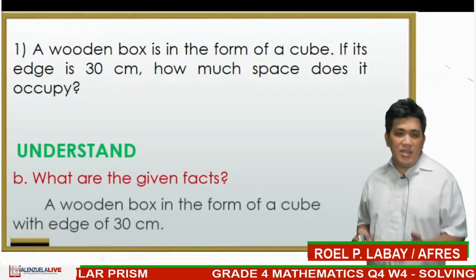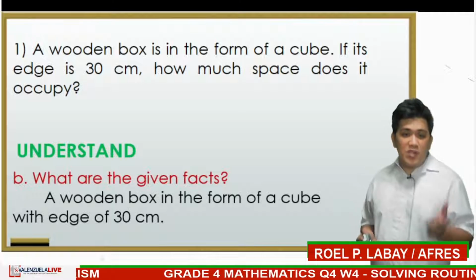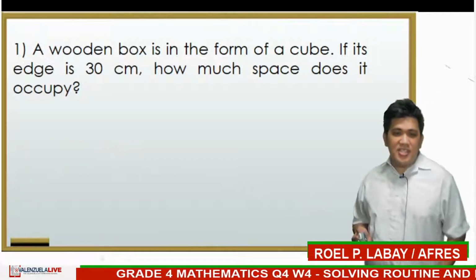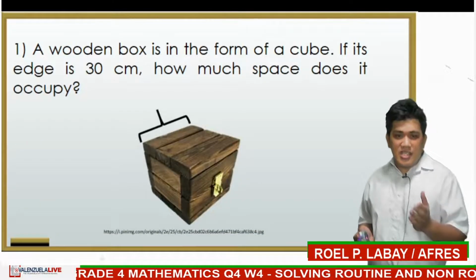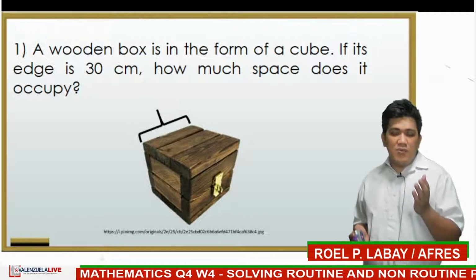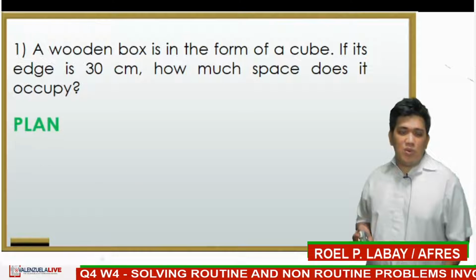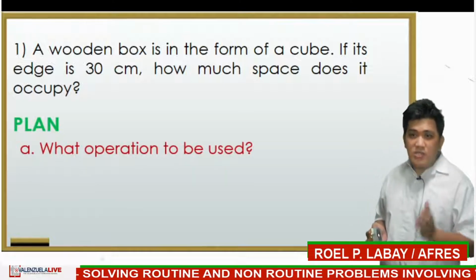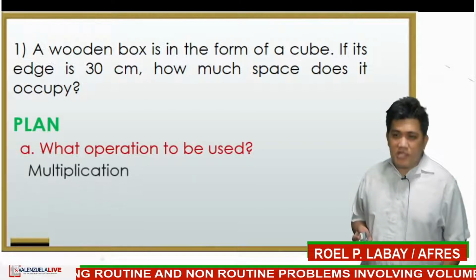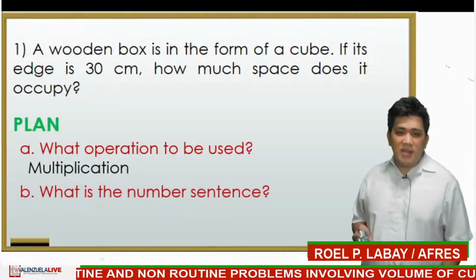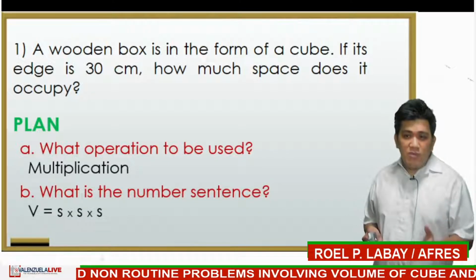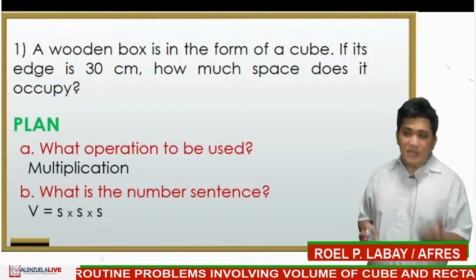We have here a wooden box in the form of a cube with an edge of 30 centimeter. Next is, we plan. So what operation we will use? Very good. It is multiplication. And then what is the number sentence? So volume of a cube, which is side times side times side.